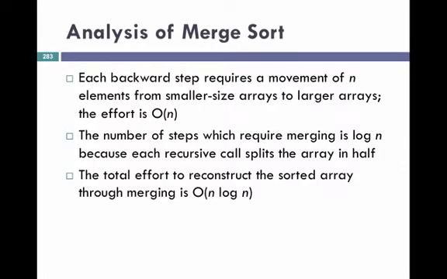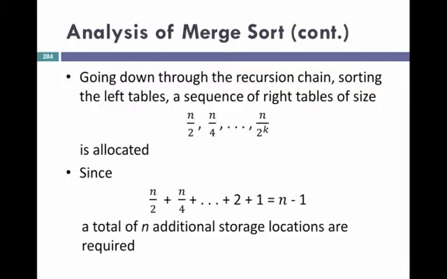Each backward step requires a movement of n elements from the smaller size arrays to the larger ones, so the effort is order n. And the number of steps which require merging is log n, because we always split the array into two at each step. So the effort to reconstruct the sorted array through merging is order n log n. Okay, n times log n steps.